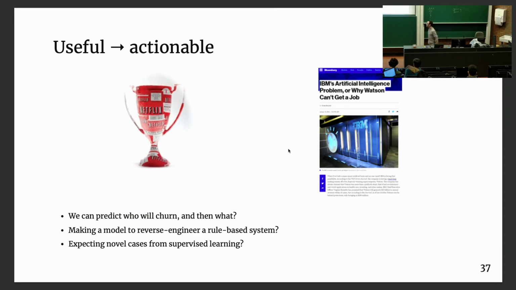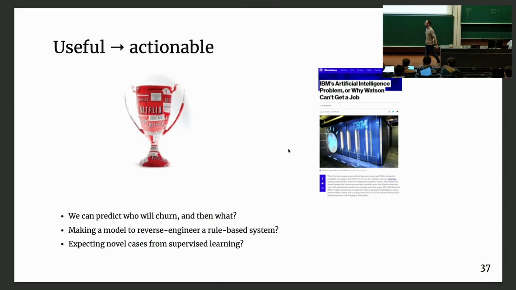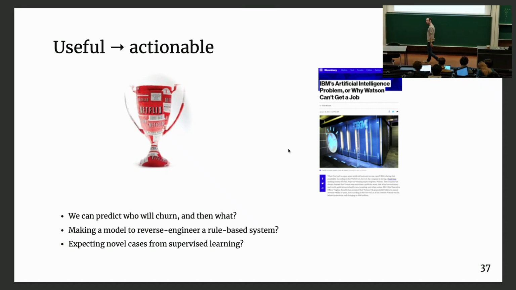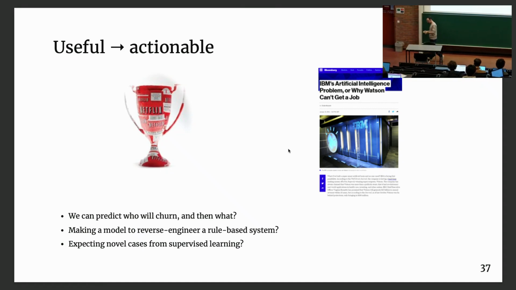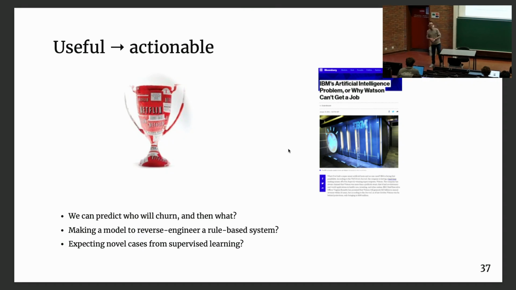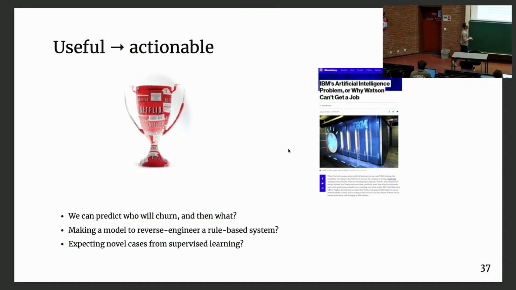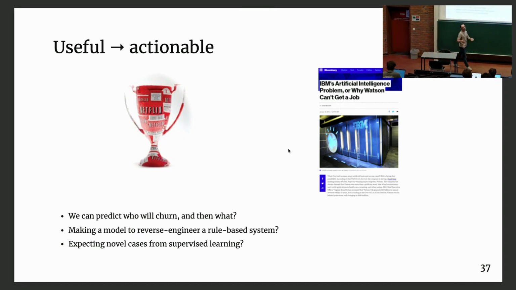Actionable, some examples here. At some point, Netflix, a long time ago, offered a $1 million prize. The whole idea was, well, we have a recommendation system, obviously, at Netflix. But if you can make our recommender system a little bit better, you win $1 million.